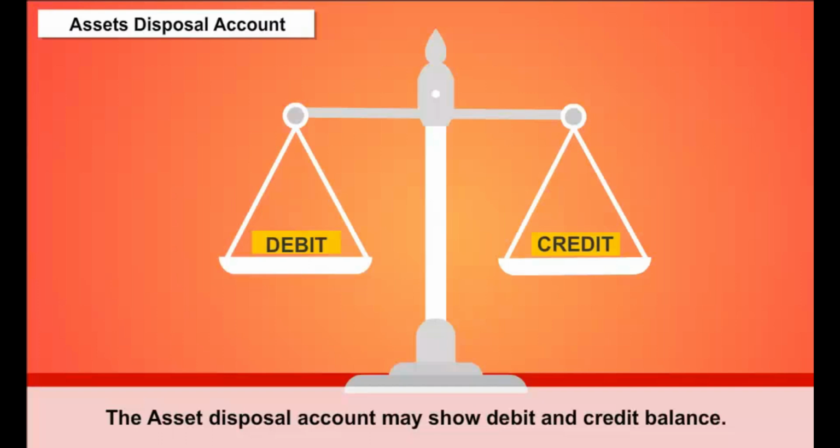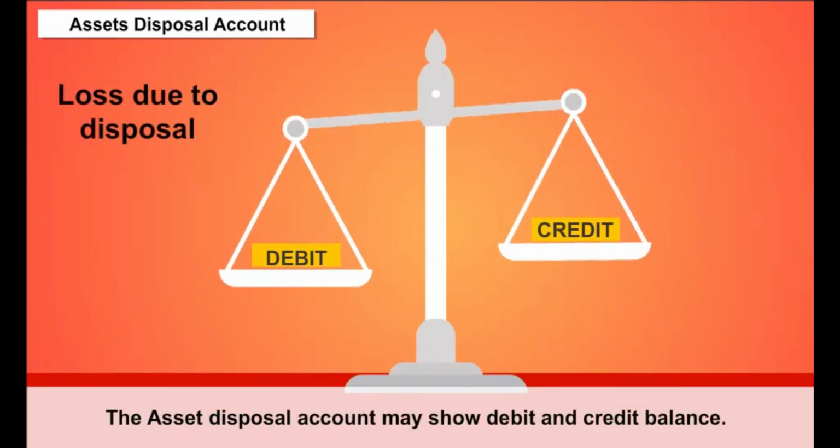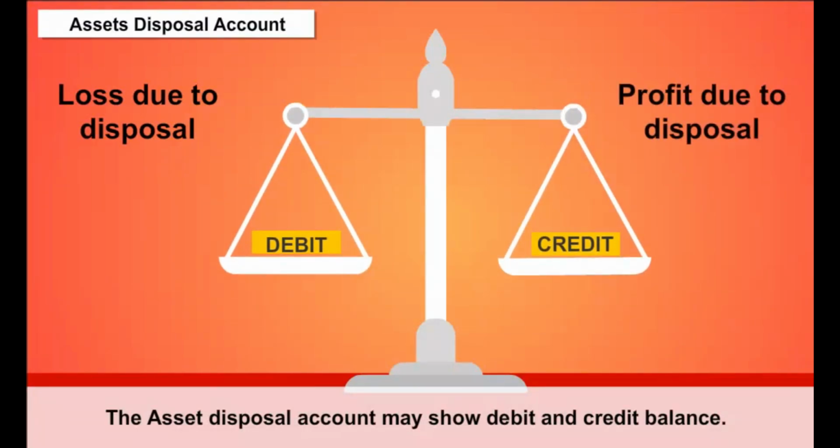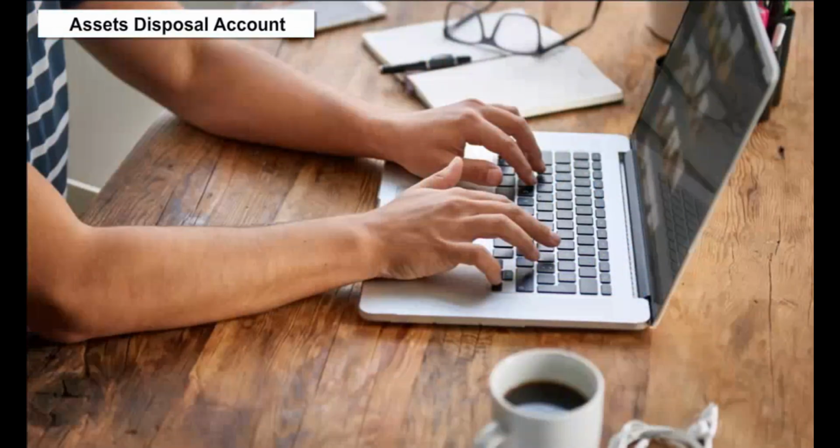The entries would be done as follows. In case of loss, profit and loss account debit to asset disposal account. In case of profit, assets disposal account debit to profit and loss account.